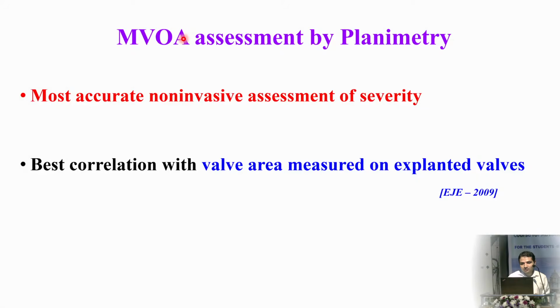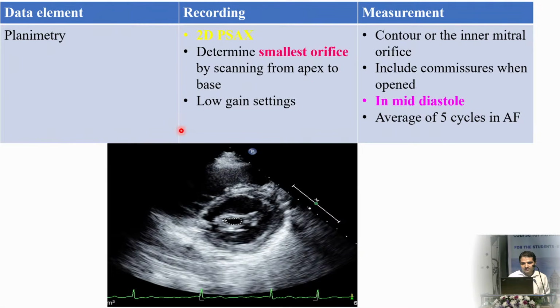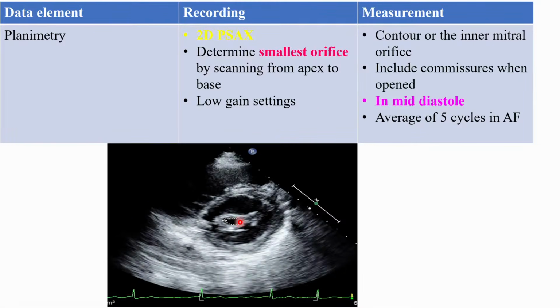Coming on to the mitral valve orifice area, this is very important because this is the best way to assess the severity of MS. It is the most accurate non-invasive assessment of the severity. It best correlates with the mitral valve area measured on the explanted valve. This has to be taken in the parasternal short axis view at the mitral valve level. We have to go to the tip, sweep from apex to the base, and at the smallest orifice we have to measure in mid-systole. If the patient is in atrial fibrillation, then we have to take the average of 5 cycles. And the gain setting should be appropriate, with a low gain setting.